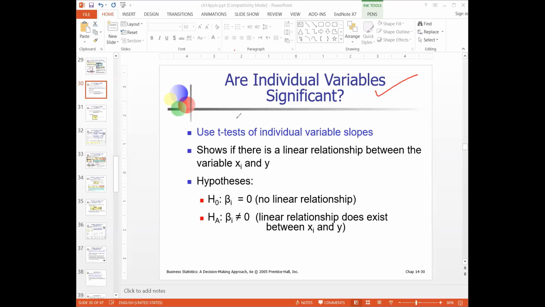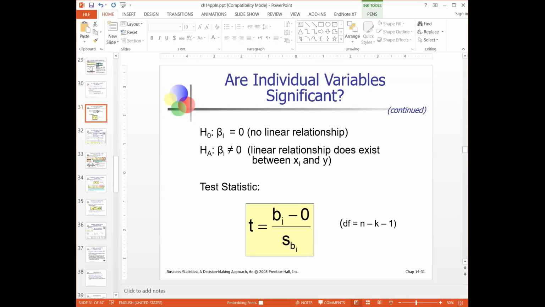So we need to rank them, and for that we use the t-test. The t-test is used for our individual variables and the F-test is used for all the variables together. It shows if there is a linear relationship between x1 or x2 with y. The null hypothesis is there is no linear relationship, and the alternative is that there is a linear relationship. This test is used to compare individual variables.